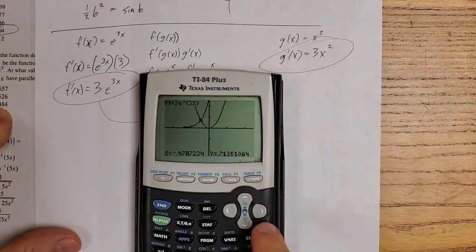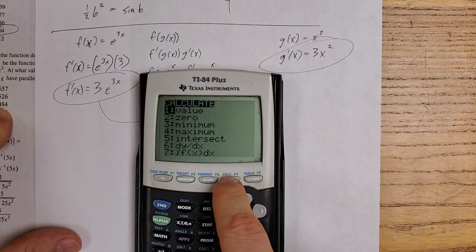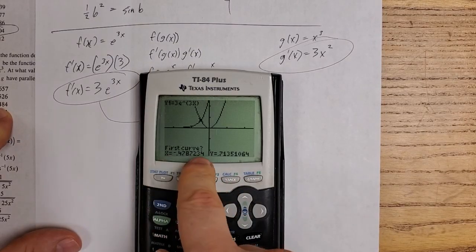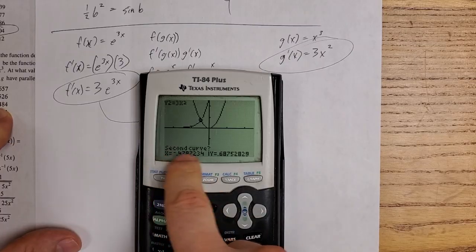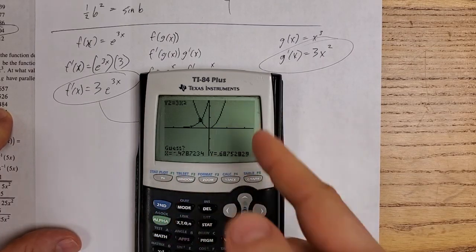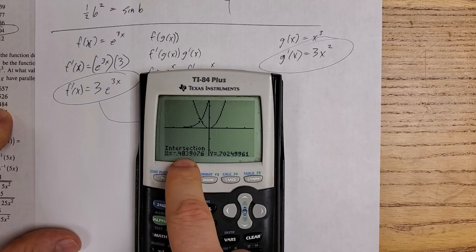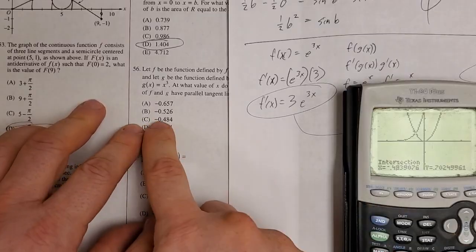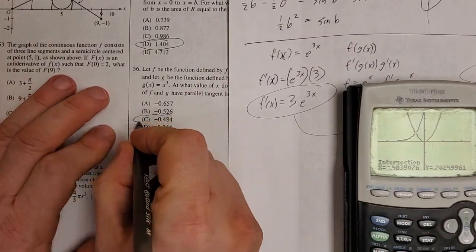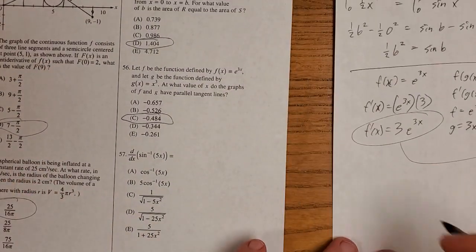We can double check that if we want. Go into the calc menu, intersect selection, first curve, you just hit enter. Second curve, we only graphed two of them, so only two choices. And then guess, we're already pretty close there. It turns out, real quick, negative 0.4839. So yeah, our answer remains this one at C. So that's that.